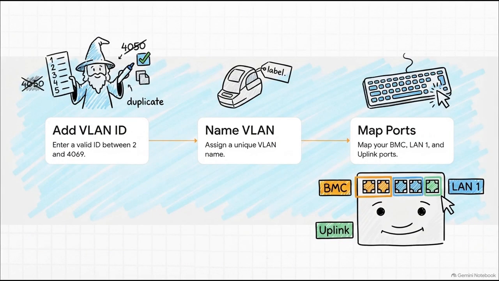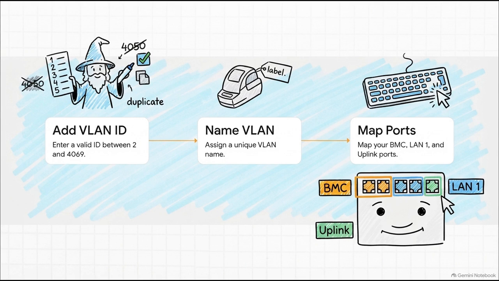Actually creating your VLAN build within the Configurator Wizard is a highly structured, totally error-proofed process. It guides you step by step. First, pick a valid VLAN ID. And no, it won't let you use reserved ones like 4050 or duplicate one you already have. Next, you give it a name.